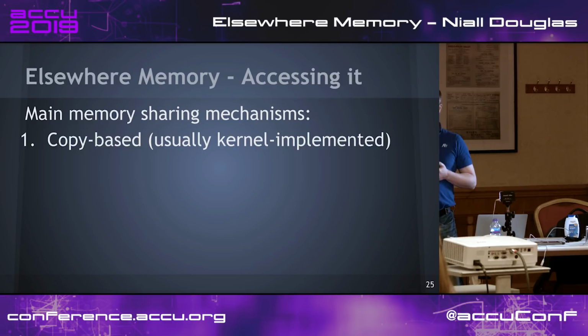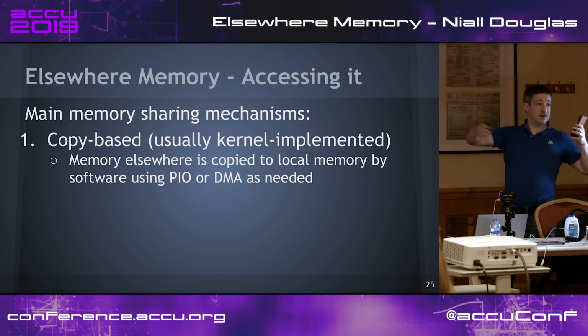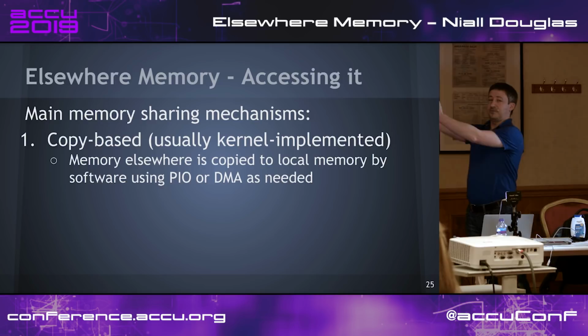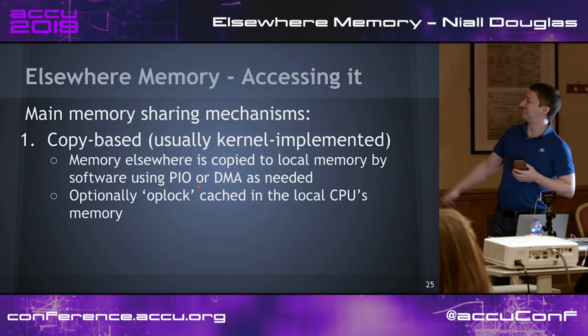So we currently have copy-based, as usually done by the kernel. So you have memory in some other CPU, and you need to get it from there to here. What you do is you institute a DMA. So direct memory access, you say, DMA controller, take the memory from over there and bring it over here as fast as possible and tell me when you're done. Some old systems are still using PIO, and basically it's not DMA, but does the same thing.